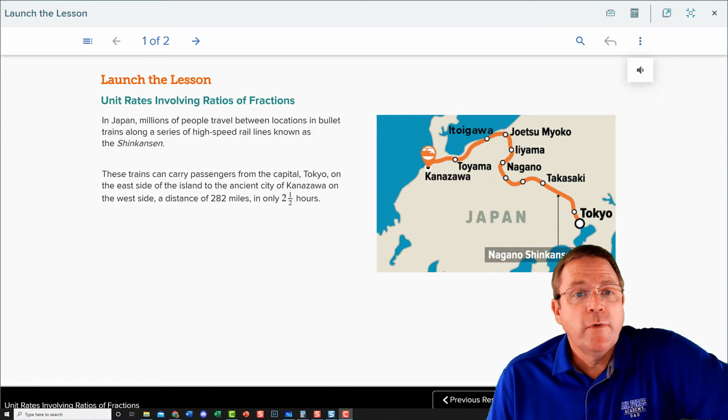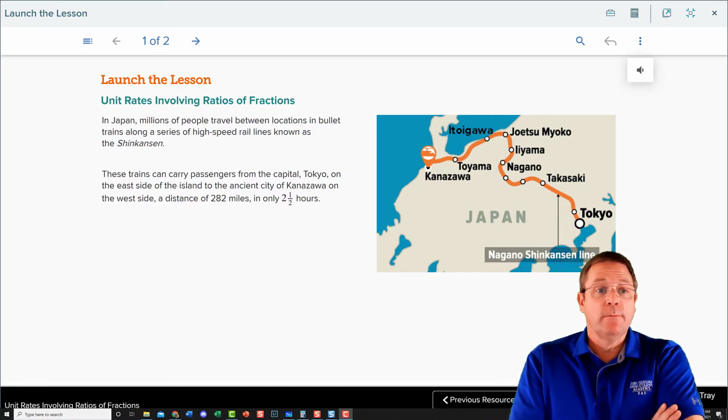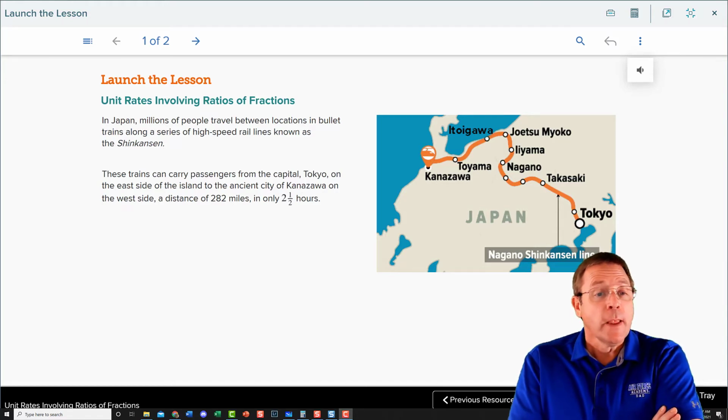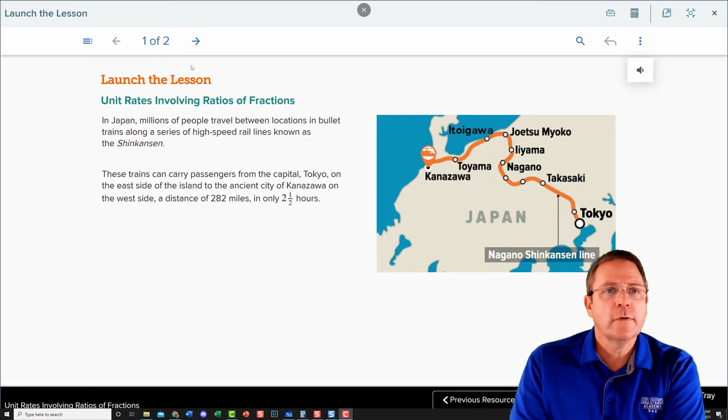Unit rates involving fractions. In Japan, millions of people travel between locations in bullet trains along a series of high-speed rail lines known as the Shinkansen. These trains can carry passengers from the capital, Tokyo, on the east side of the island to the ancient city of Kanazawa on the west side, a distance of 282 miles in only 2.5 hours. That's crazy fast. These are the kind of problems that we're going to be working on for this chapter.